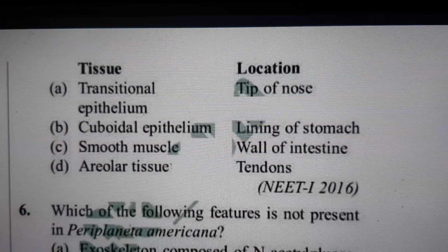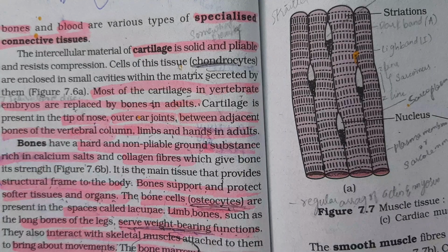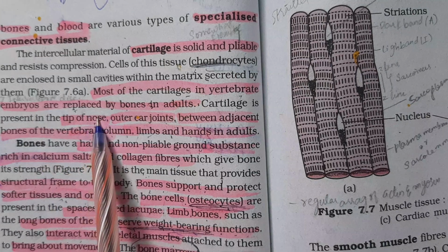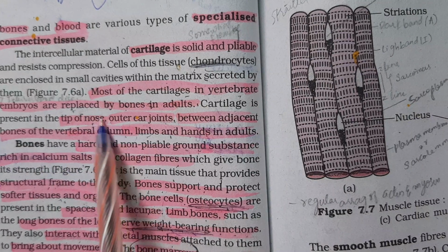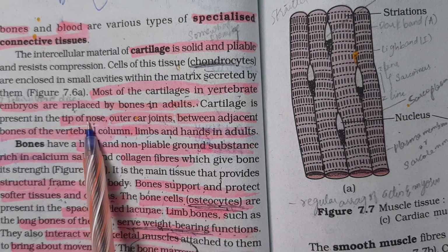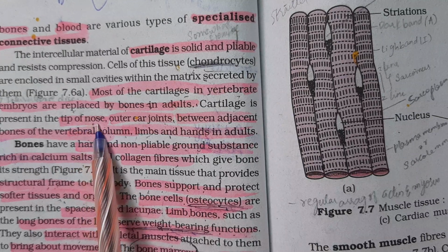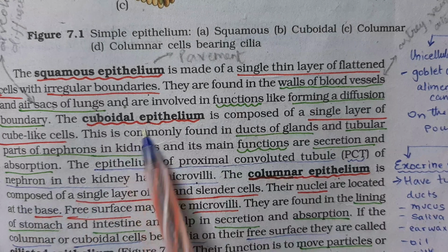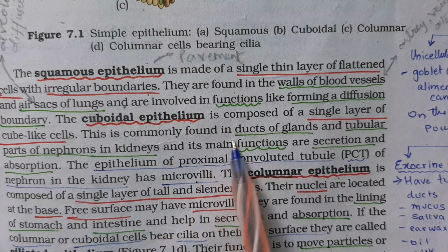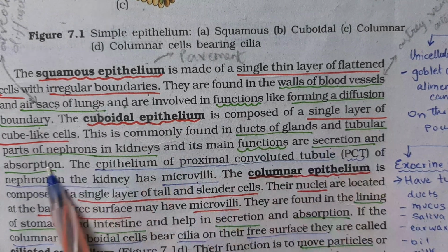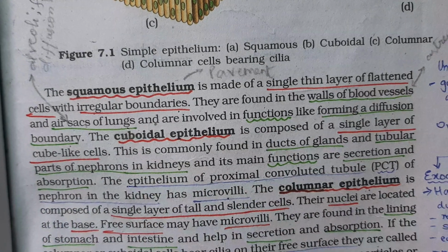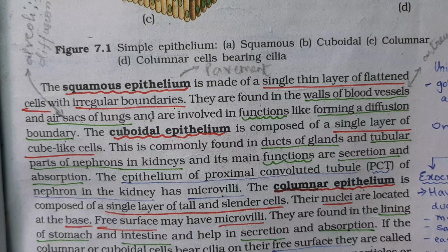Let us look at NCERT once. Here we have that cartilage is present in the tip of the nose. So the first option is eliminated. Transitional epithelium is not present at the tip of the nose. Secondly, we talk about cuboidal epithelium. This is commonly found in ducts of glands and tubular parts of nephrons in kidneys, not in the lining of stomach. So the second option is wrong.